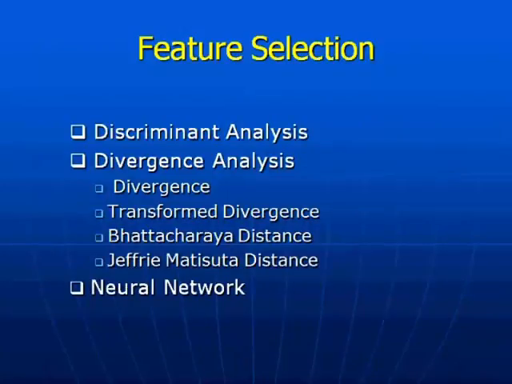There also a set of approaches are there, like discriminant analysis, which is a well-known statistical approach. Then divergence analysis, a kind of separability analysis, wherein we are trying to quantify the discrimination between the two classes by way of several measures, for example divergence, transform divergence, Bhattacharya distance, Jeffrey-Matsuda distance, and recently some machine learning tools have also been used to select features from that bunch of hyperspectral data, for example neural network.